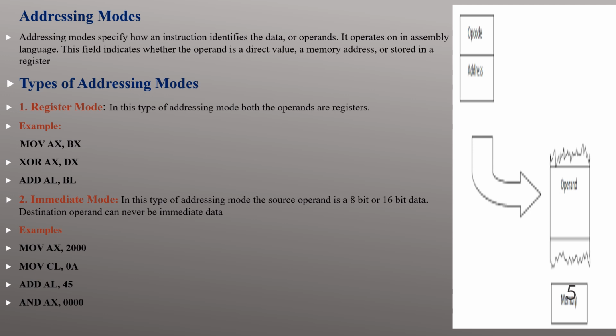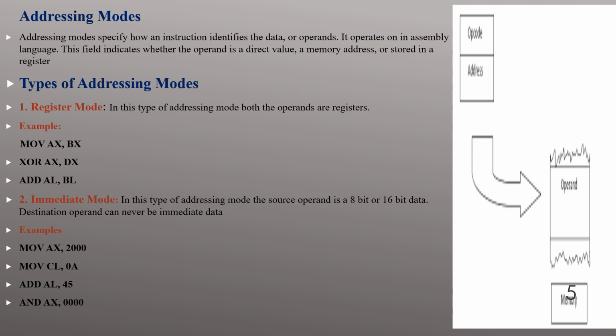First one is the register mode. In this mode, both operands are located in registers. What are the characteristics? Fastest mode due to direct access to registers, and commonly used for operations that require quick data manipulation. Examples are MOV AX, BX, that is, moves the content of register BX into register AX. Next example is XOR AX, DX, which performs a bitwise XOR operation between registers AX and DX. Third one is ADD AL, BL, which adds the content of register BL to register AL.